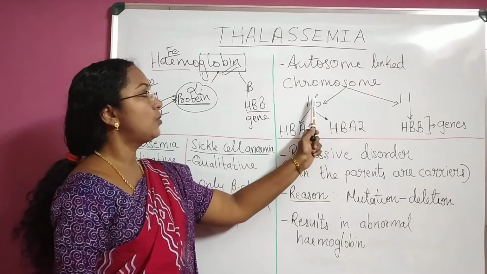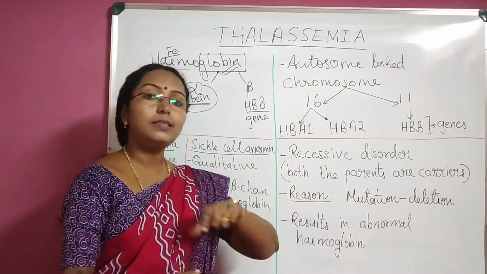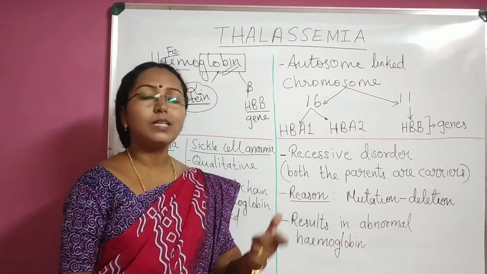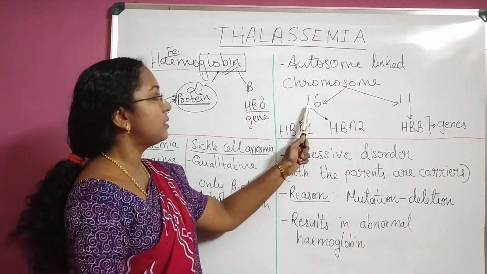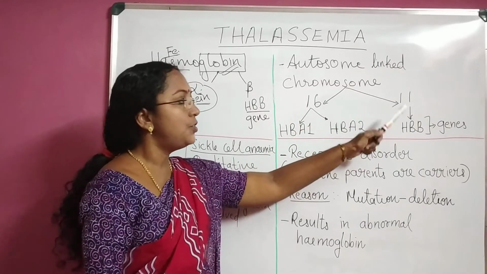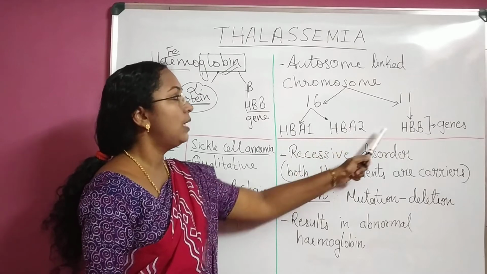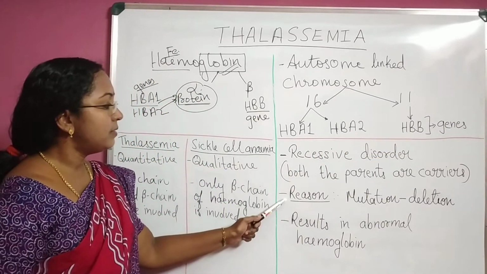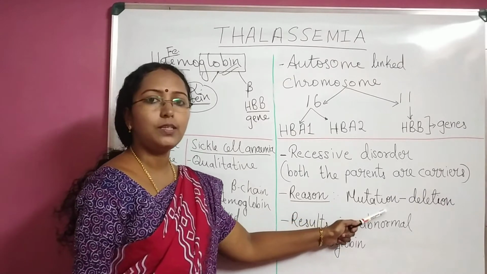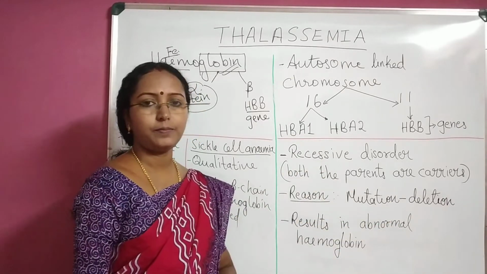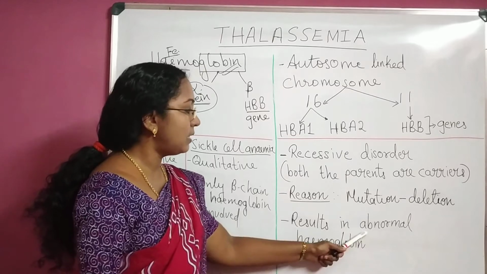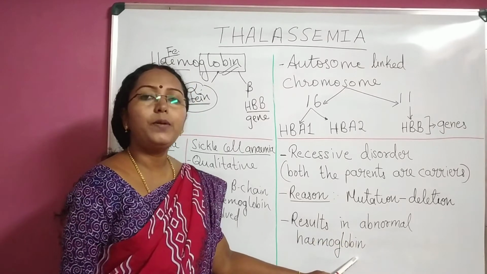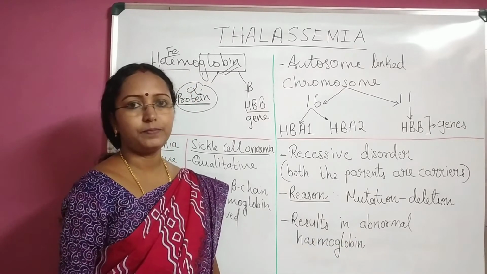Because it is related to chromosomes other than sex chromosomes. So which are those other chromosomes? Chromosome number 16 and 11. The genes are HBA1, A2 and HBB genes. Now what is the reason for the disease? Mutation or deletion of these genes. So what will it result in? It will result in abnormal hemoglobin.